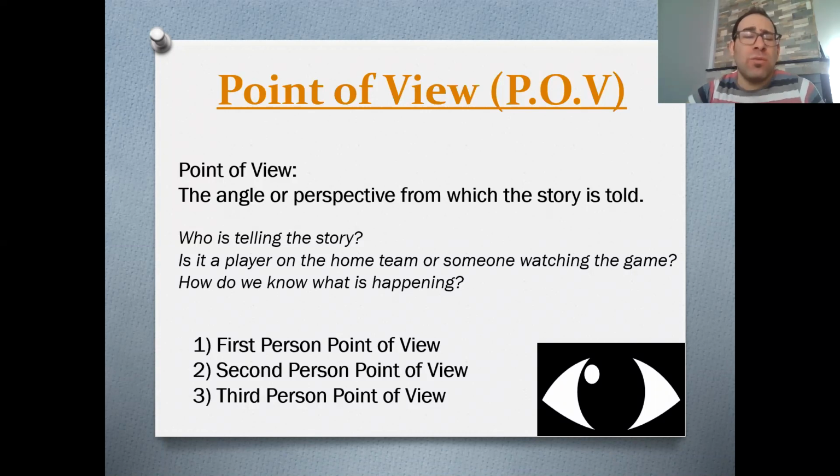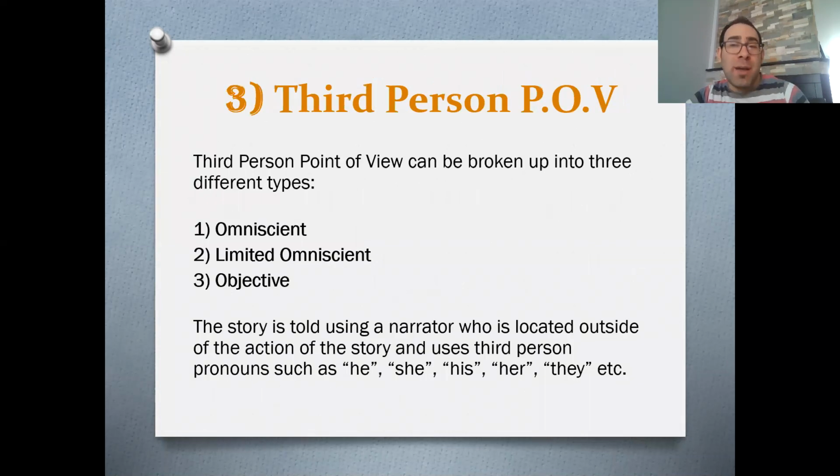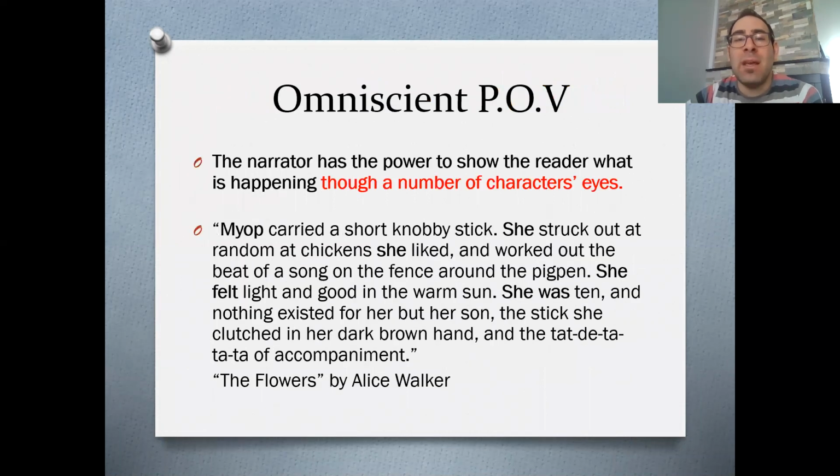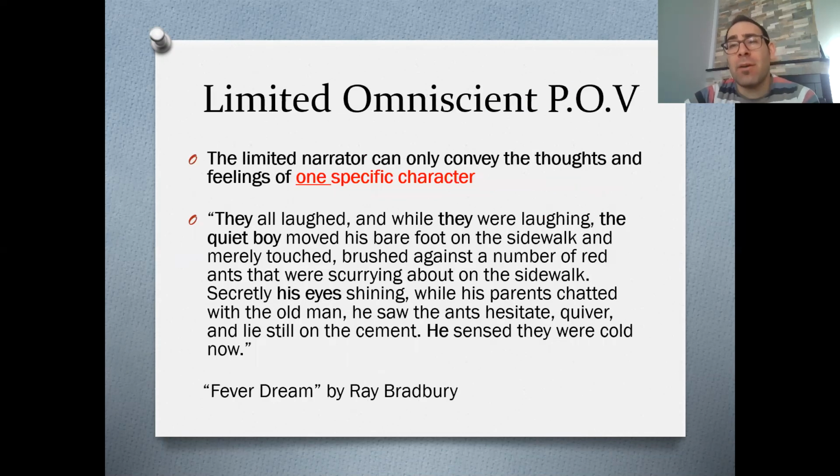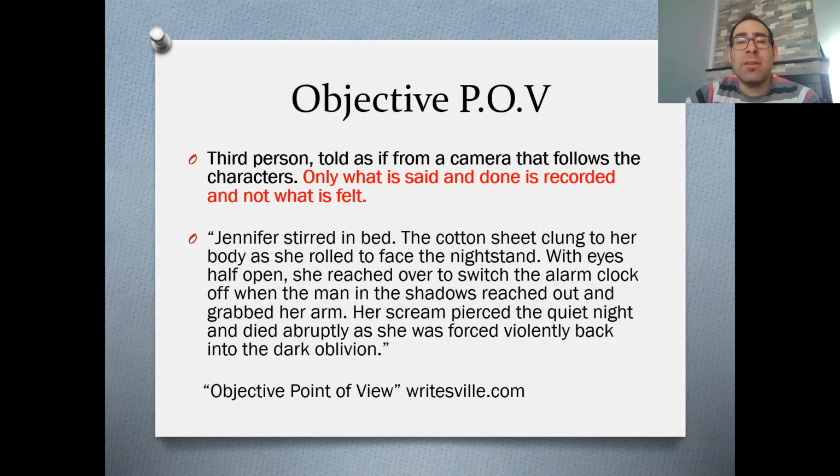Third person point of view is what we see most often in stories. There are 3 types: omniscient, limited omniscient, and objective. Very briefly, omniscient is you see it through a number of characters' eyes. So all of the characters know about each other and the author knows about everyone. Limited is only one specific character knows what everyone else is feeling, including their own emotions. And objective is only what is said and done is recorded and not what is felt. So I don't know what you're thinking, but I see what you're doing. It's not crazy important to know the differences between the 3, but you'll get the vibe of it when you're reading the stories.